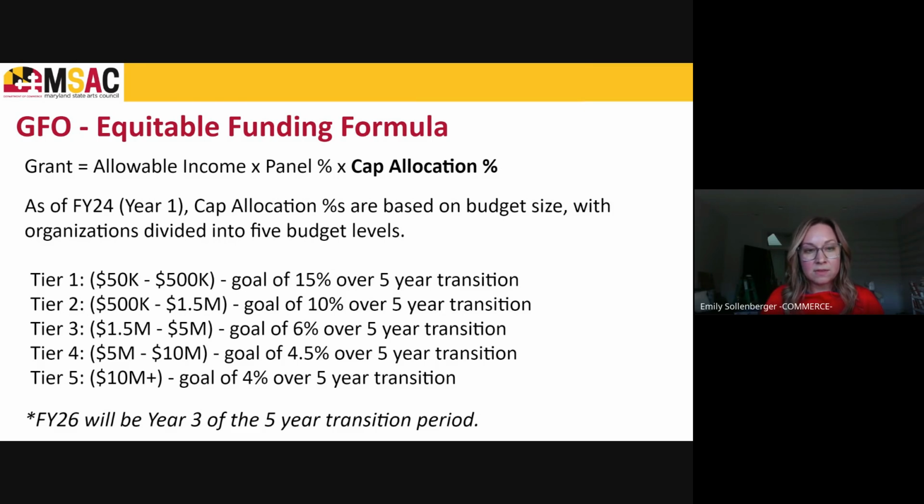You'll see the goals on the screen: we're working towards getting our smaller organizations a larger percentage. So a goal would be to ultimately get to 15% at a five-year transition point, and then our largest organizations working to a smaller percentage over 5 years. So moving into FY26, this upcoming cycle, this will be year three of a five-year transition. So we're slowly working our way towards these goals over 5 years.